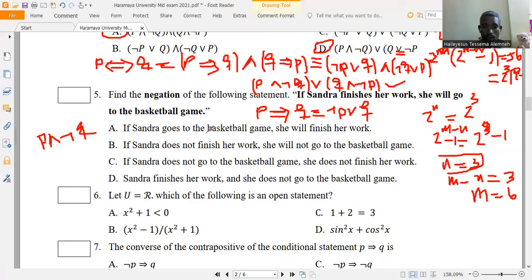If Sandra goes to the basketball game, she will finish her work. If Sandra does not finish her work, she will not go to the basketball game. If Sandra does not go to the basketball game, she does not finish her work.